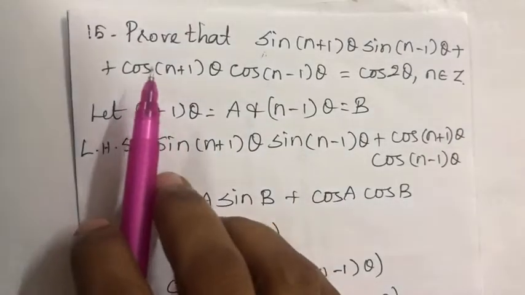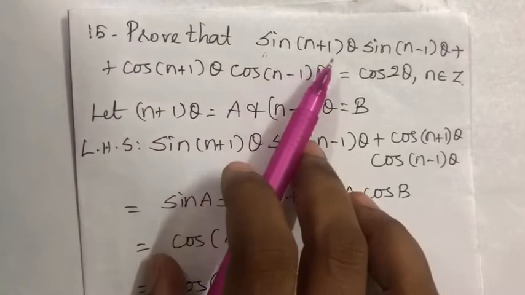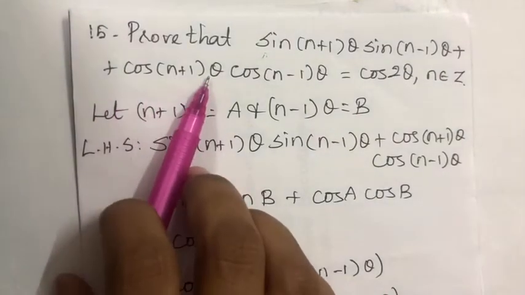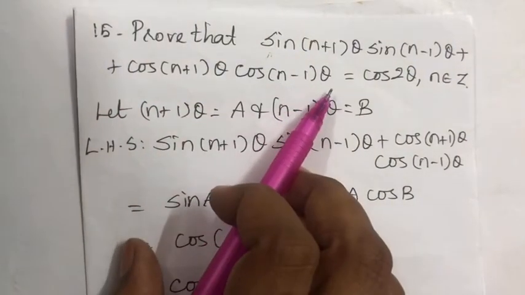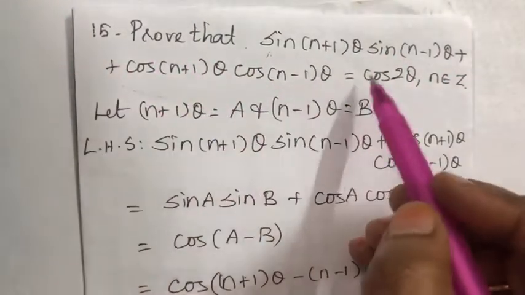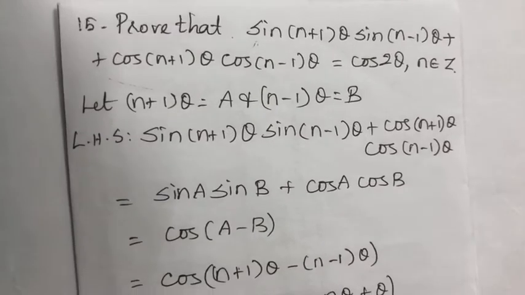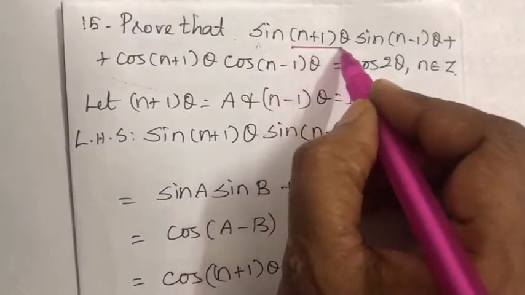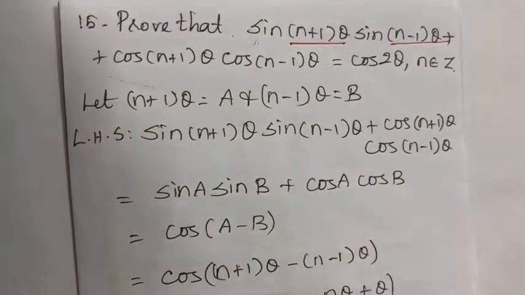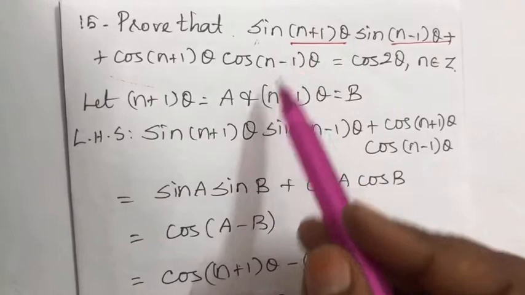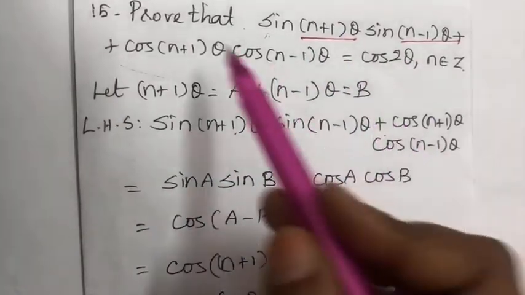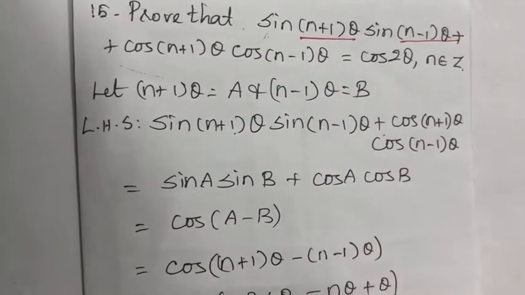So the 15th one: prove that sin (n plus 1) theta sin (n minus 1) theta plus cos (n plus 1) theta cos (n minus 1) theta is equal to cos 2 theta. So we have to prove this expression equals cos 2 theta. Now I take (n plus 1) theta as A and (n minus 1) theta as B. So the left hand side expression is sin (n plus 1) theta sin (n minus 1) theta plus cos (n plus 1) theta cos (n minus 1) theta.